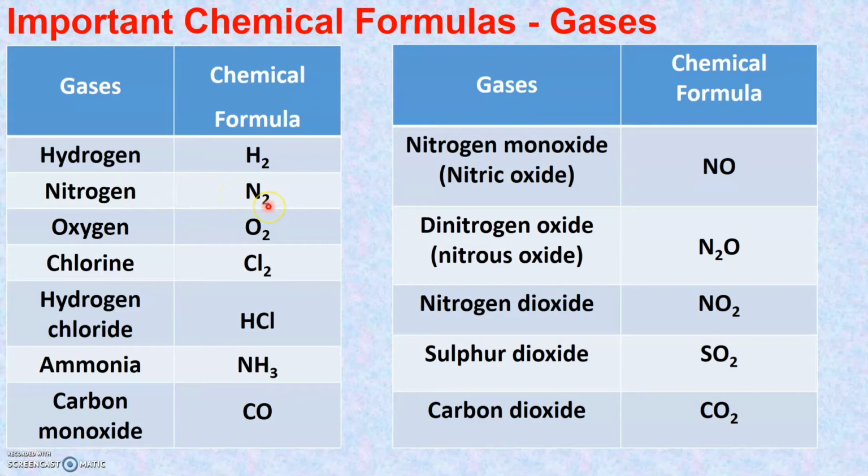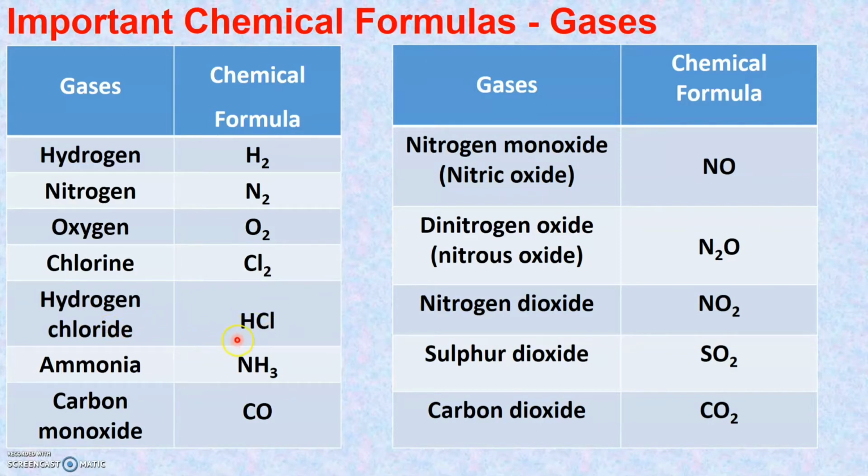Nitrogen has got the chemical formula N2. There are 2 atoms of nitrogen that are present in a molecule of nitrogen gas. Oxygen has got the chemical formula O2. The atomicity of oxygen is 2. Chlorine with the chemical formula Cl2. Hydrogen chloride gas has got the chemical formula HCl. So here 1 atom of hydrogen and 1 atom of chlorine is present.